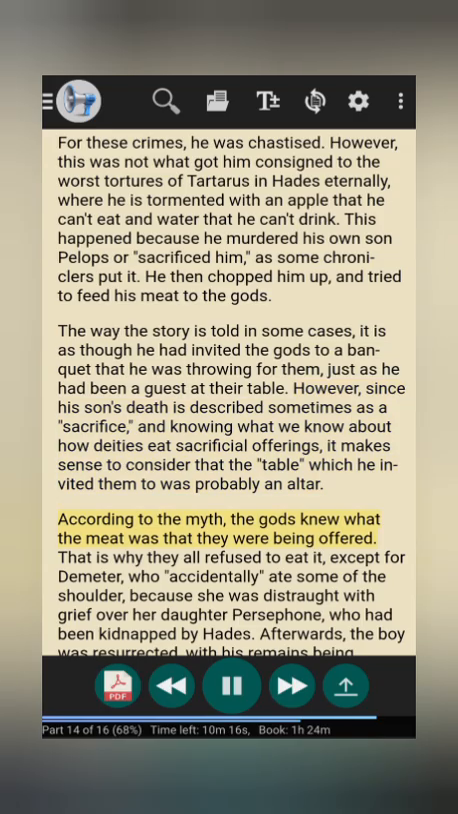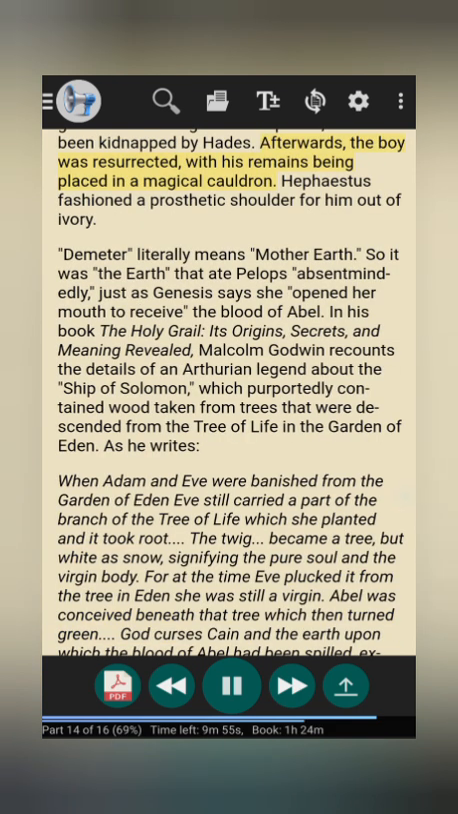According to the myth, the gods knew what the meat was that they were being offered. That is why they all refused to eat it, except for Demeter, who accidentally ate some of the shoulder because she was distraught with grief over her daughter Persephone, who had been kidnapped by Hades. Afterwards, the boy was resurrected, with his remains being placed in a magical cauldron. Hephaestus fashioned a prosthetic shoulder for him out of ivory.